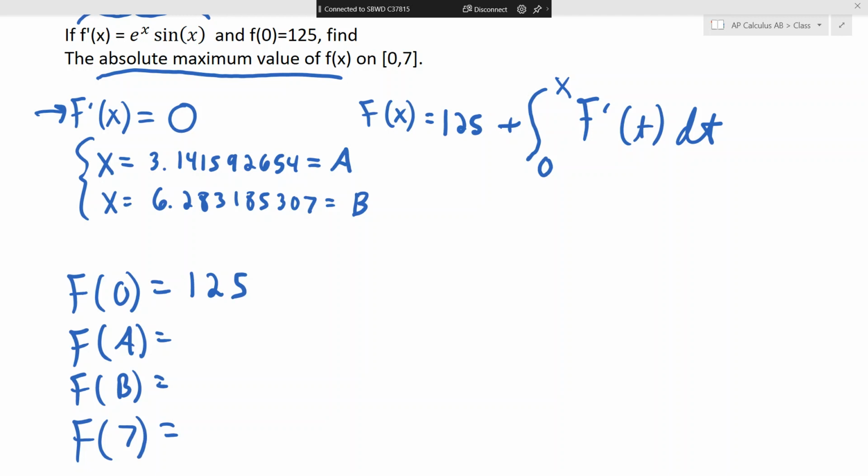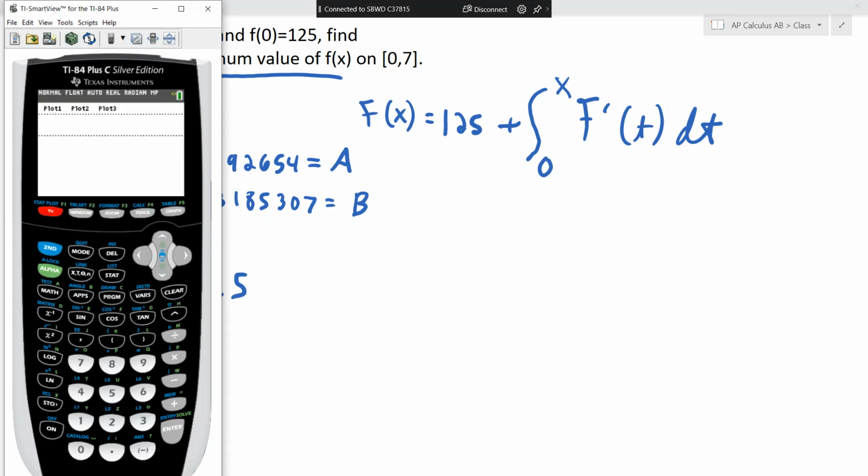So the way we're going to do that is, remember in y1, we put e to the x sine x already. We're going to integrate that, and we're going to add 125 to it. Okay? So we can do 125 plus math 9, and you might have the older version of this where it says fnInt right there, or you might have the newer version which looks like this. But I'm going to go from 0 to a.